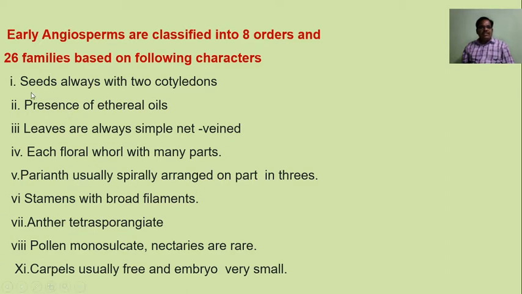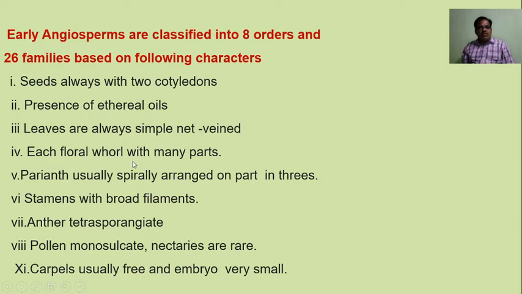So pay attention to these characters. Seeds always have two cotyledons. This is the main character of the dicotyledon, that is seeds with two cotyledons. When we rupture the seed, we get the two cotyledons inside the seed. This is a very important and main character of the dicotyledon. Then ethereal oil is present, oil glands are present in the plants. Then leaves are simple and have reticulate venation. This is the main character of dicotyledon.